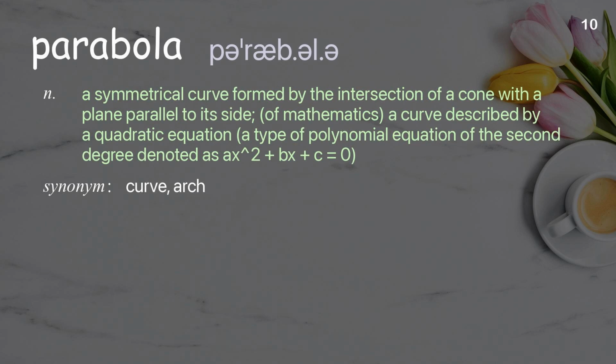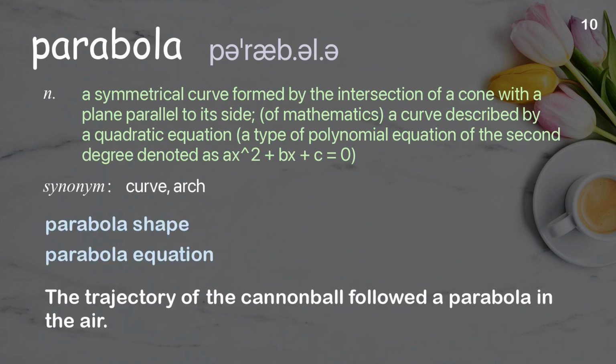Parabola. A symmetrical curve formed by the intersection of a cone with a plane parallel to its side. In mathematics, a curve described by a quadratic equation, a type of polynomial equation of the second degree denoted as x^2 + bx + c = 0. Examples: Parabola shape. Parabola equation. The trajectory of the cannonball followed a parabola in the air.